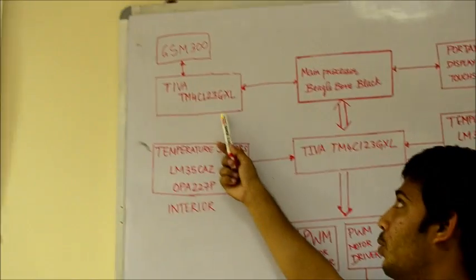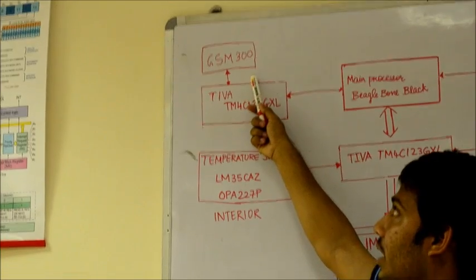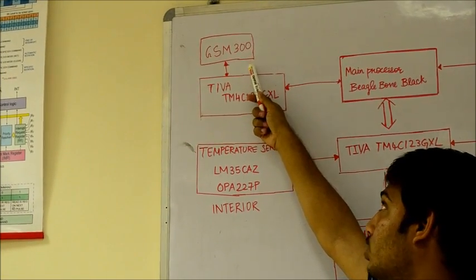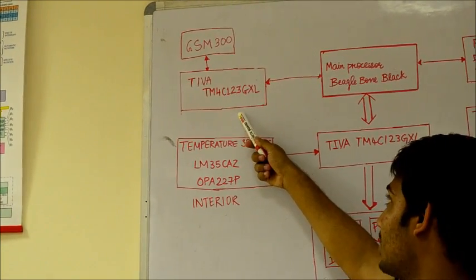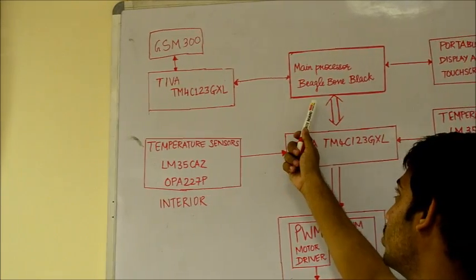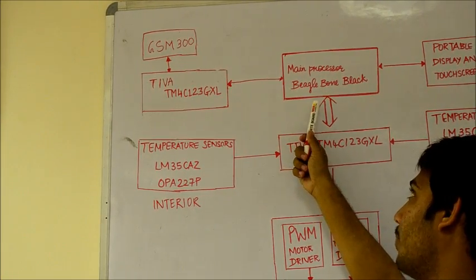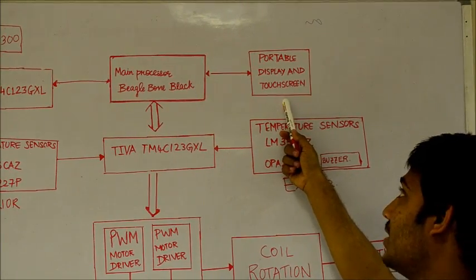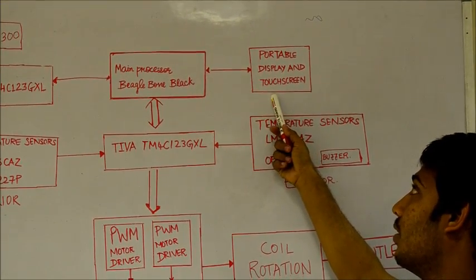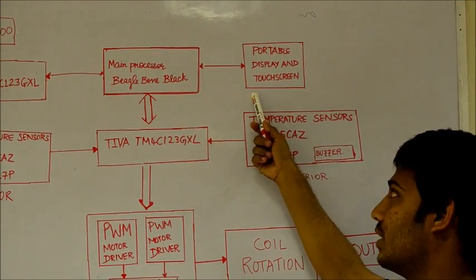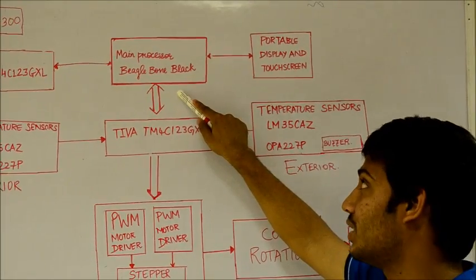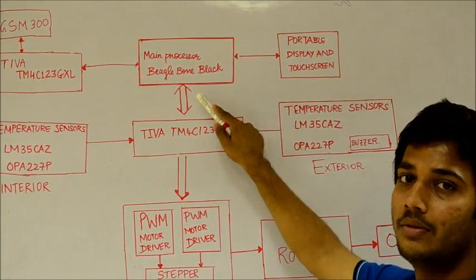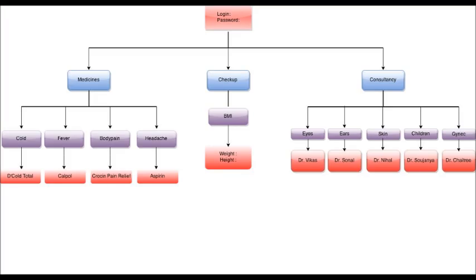Our second TI C board is connected to SIM300 GSM to send reminders to the registered users. The TI C board asks for the contact number of the registered users from the main processor BeagleBone Black. This is our portable display and touchscreen, which provides a graphical user interface through an Android application, which is installed in the main processor BeagleBone Black. Now we are going to explain the basic idea of the user interface.